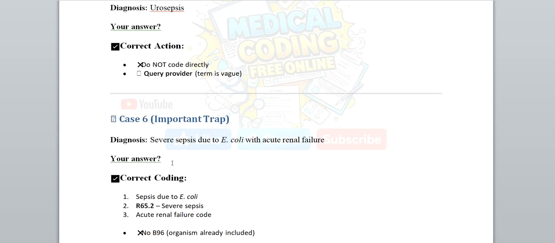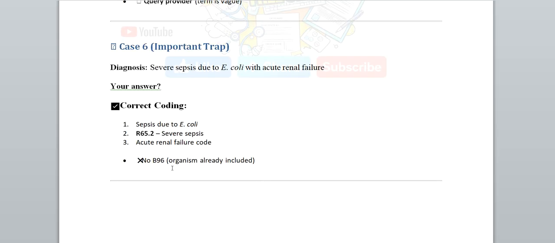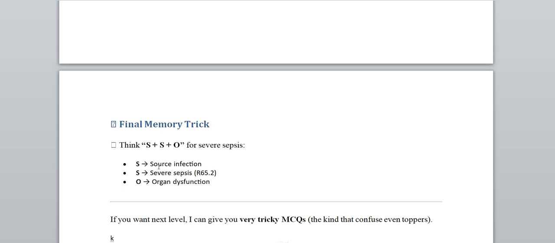So, important trap: severe sepsis due to E. coli with acute renal failure. So sepsis due to E. coli is the correct code first. Severe sepsis is mentioned, so R65.2, next acute renal failure. So no B96. Why? Because they already mentioned due to E. coli, so no need to take B96. Next, final memory trick, SSO: source of infection, severe sepsis, organ dysfunction.